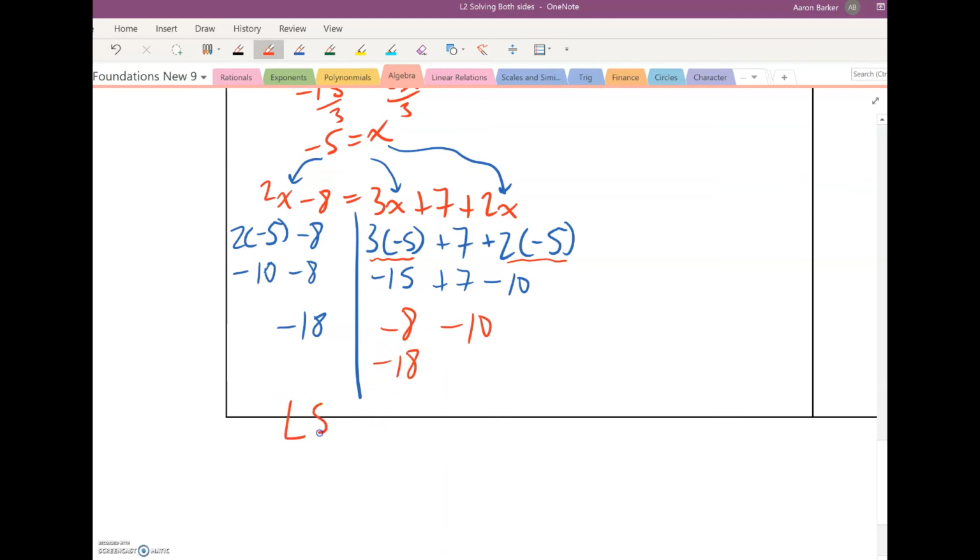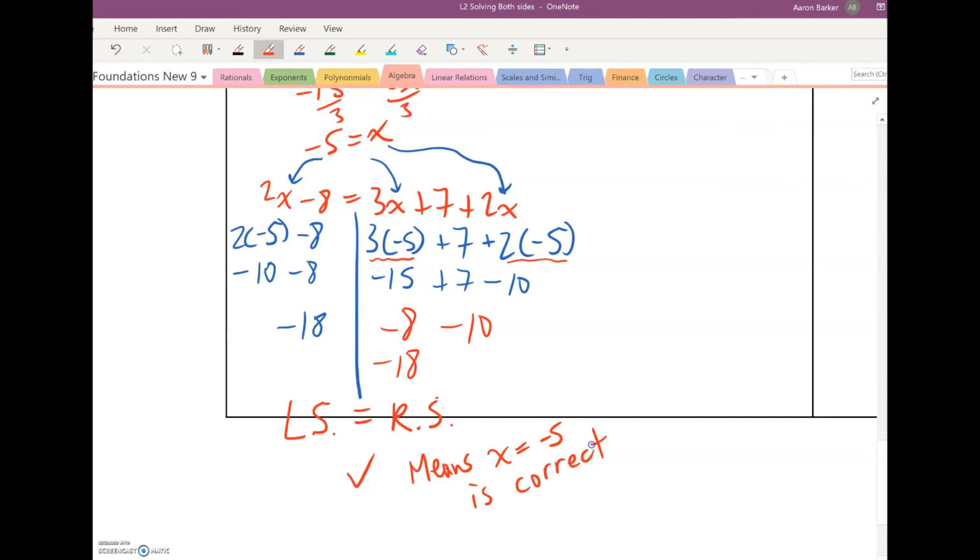So yes, you have to write this down. Left side equals right side. I want to see that in your work, and then give yourself a check mark. Now what does that mean? What does it mean that we have the left side equals the right side? This means that x equals -5 is correct.